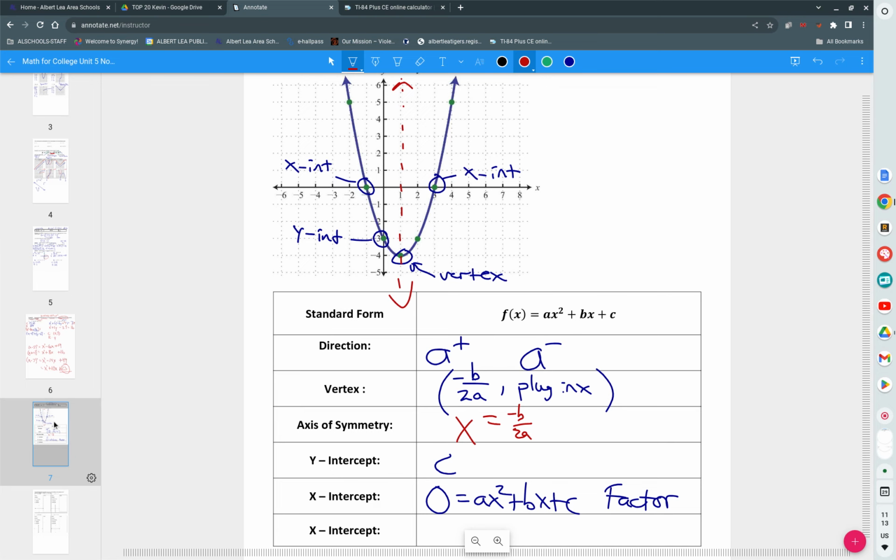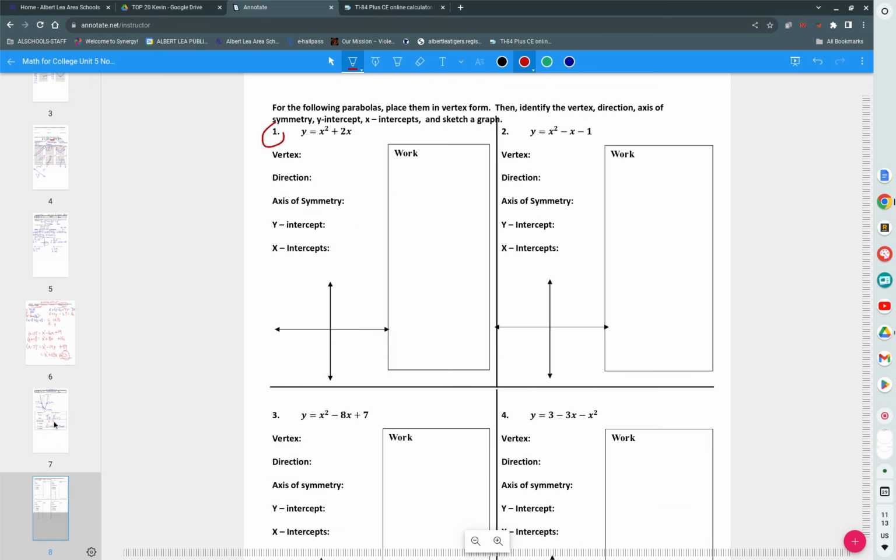So we want to try two problems, and you have time to work. Flip it over to the other side. Today we're going to try problems 1 and 3.